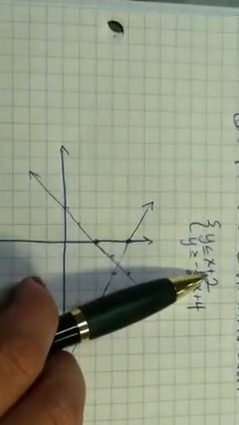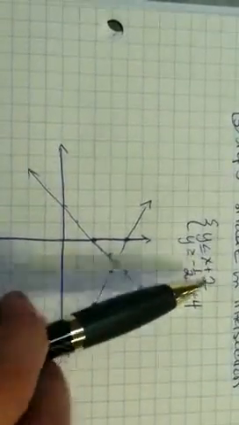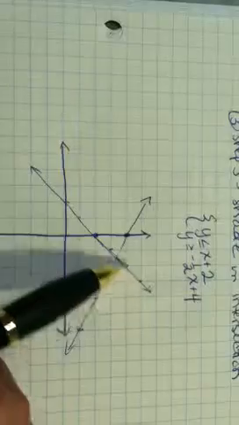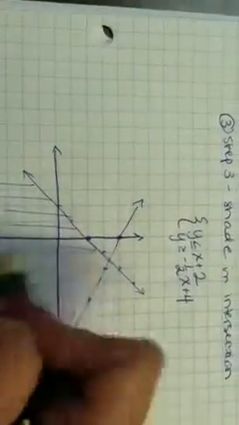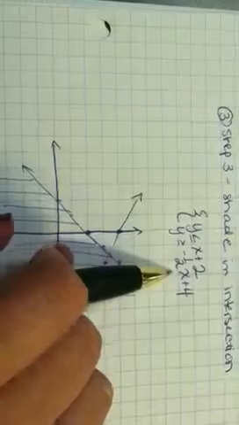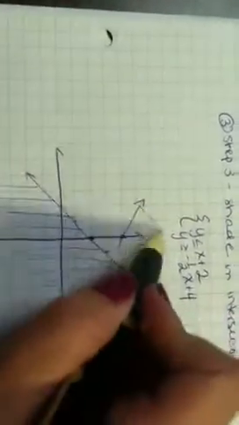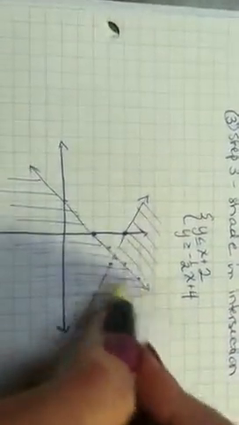For this first one, y is less than or equal to x plus 2. With y being less than or equal to that, I'm shading in this region. With my second one, y is greater than or equal to negative 1/2 x plus 4, I'm shading in the upper region.